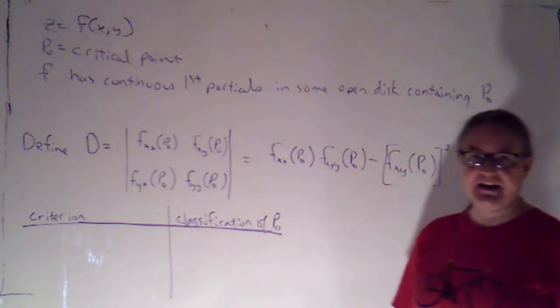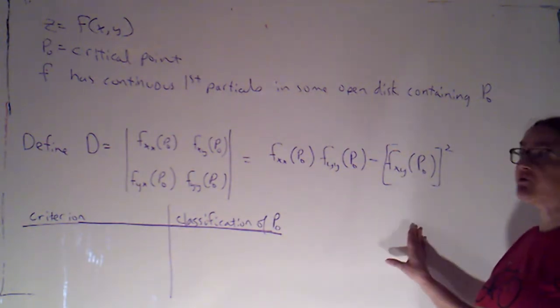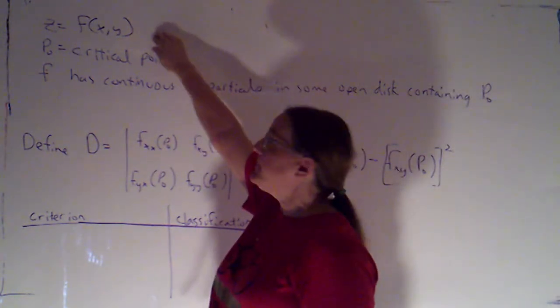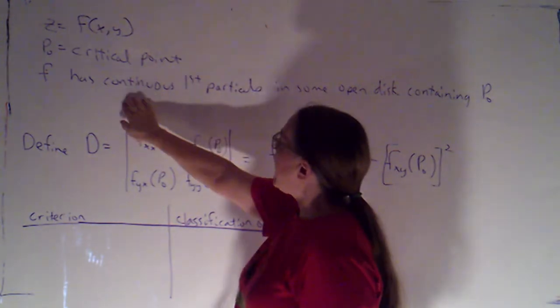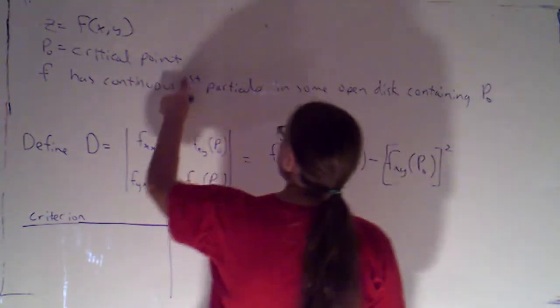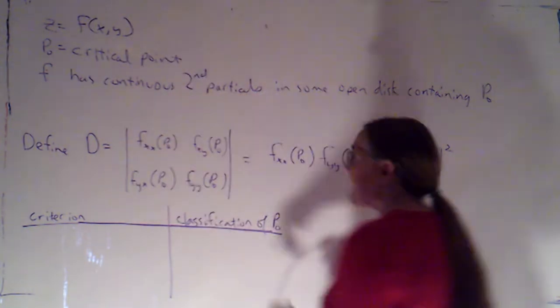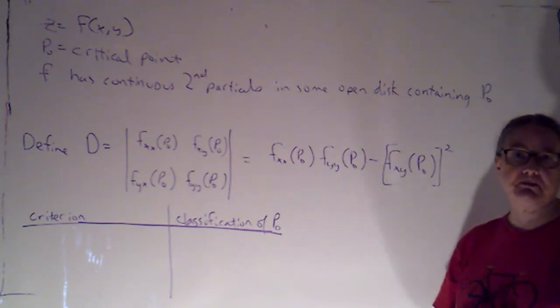So we're in the middle of stating the second partials test, or the second derivative test for functions of two variables. So let me just remind you how far we had gotten. We've got z as a function of x and y. Okay. P naught is a critical point. F has continuous, whoops, I wrote first, I meant to say second, F has continuous second partials in some open disk containing that critical point.